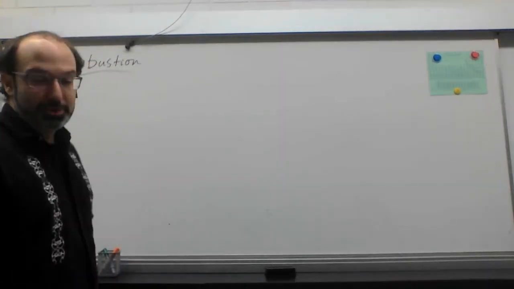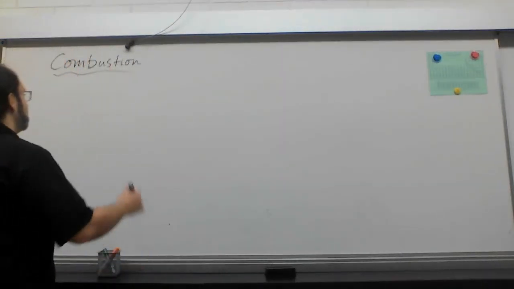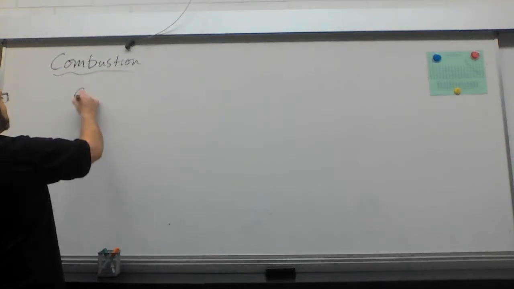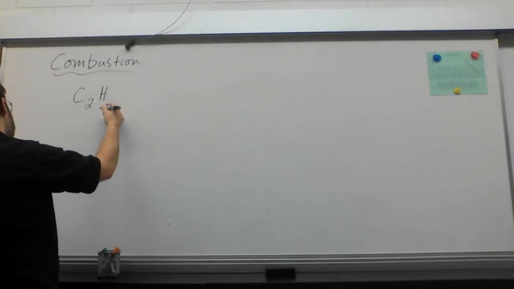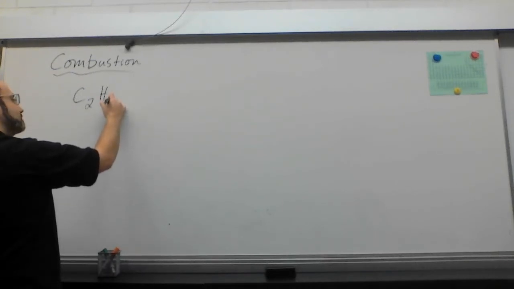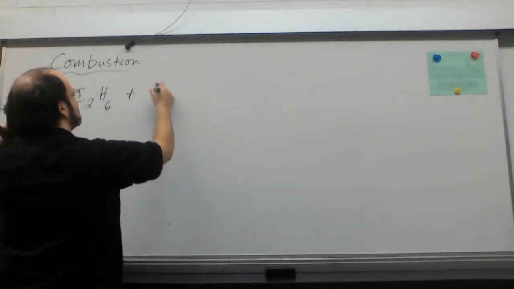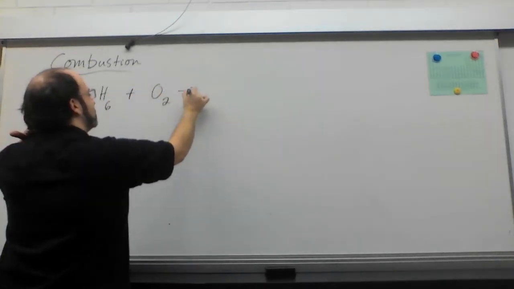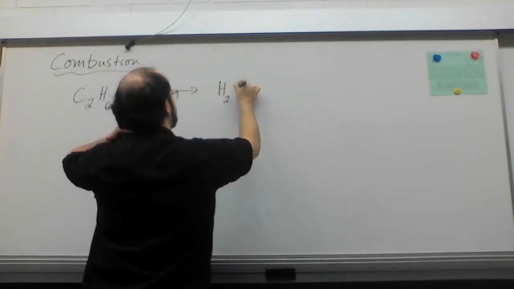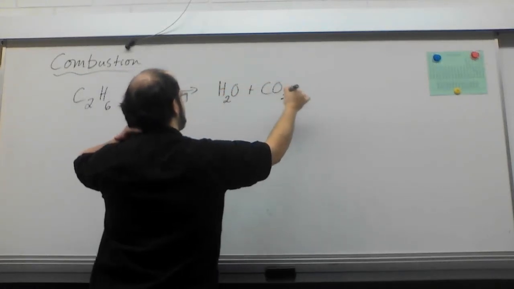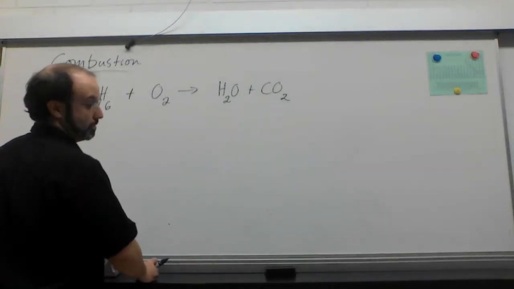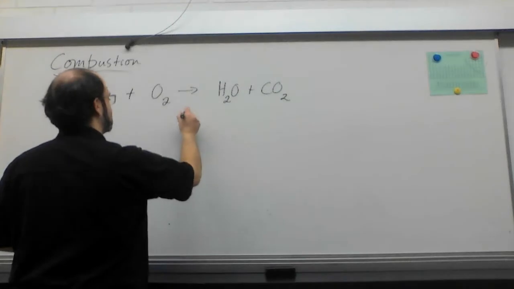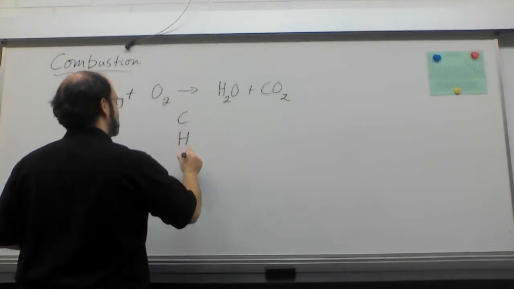So anytime you're going to burn something, it's kind of going to follow the same basic pattern. Let's do a simple one. So we're going to do, say, C2H6 plus O2 goes to make H2O plus CO2. I think that'll do for us. Now the balance for this is going to be a little bit more of a mess. So let's do a full chemical inventory, a full elemental inventory.